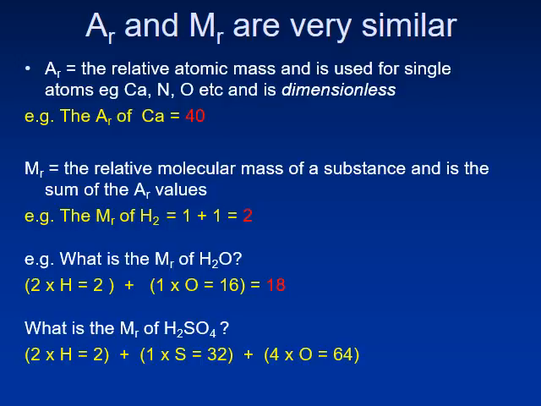You've got 1 times the relative atomic mass of sulfur, which is 32, and 4 times the relative atomic mass of oxygen, which is going to be 64. If you add those numbers together, 64 plus 32 plus 2, you get the answer, which is 98. So hopefully you got that correct. If you didn't, it's time to get back into your textbook, have a look over your notes, and see where you went wrong so you can improve.